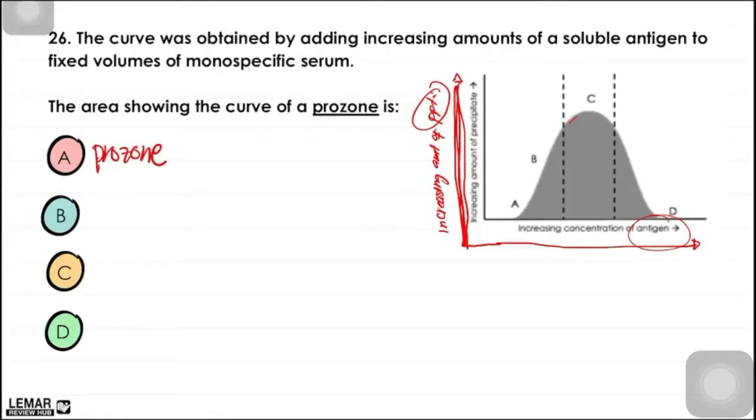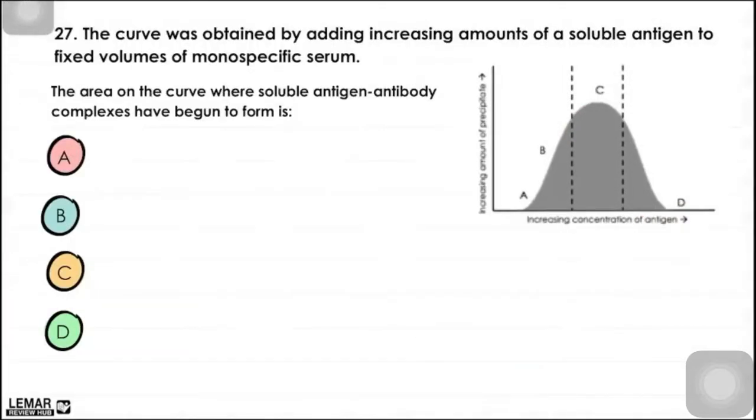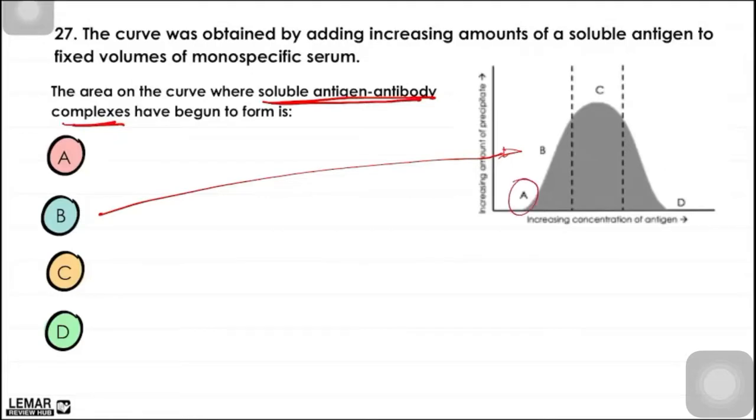Letter B. What about B? The B area is the area of the curve where soluble antigen-antibody complexes have begun to form. So letter B is the answer in the next question, number 27. Soluble antigen-antibody complexes are already forming. In A, we assume that we don't have precipitates present.